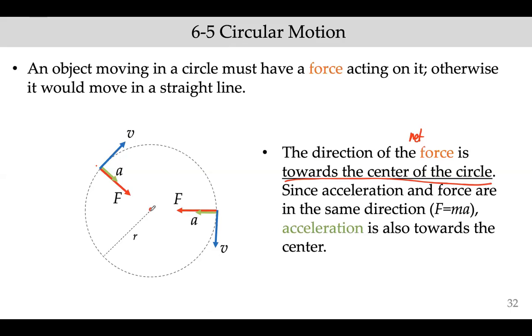The center is here. The acceleration and force are in the same direction. We know this from Newton's second law. So acceleration is also towards the center. This is the velocity of the object at different points. It's tangent, right? It goes around. And you can see that the net force changes direction all the time, and it's always pointing towards the center. Same for the acceleration.